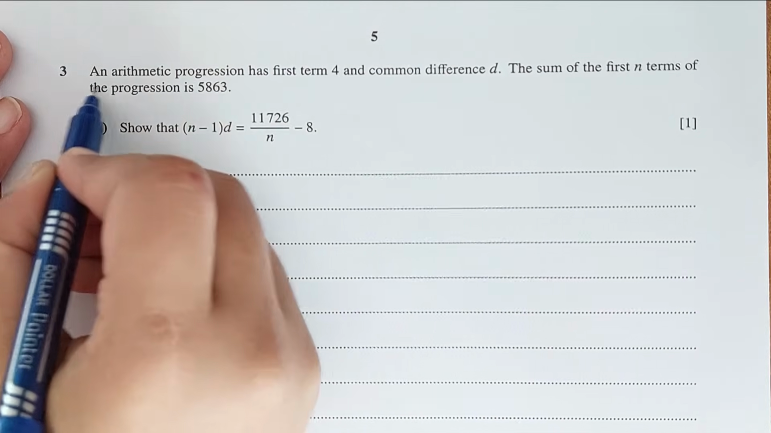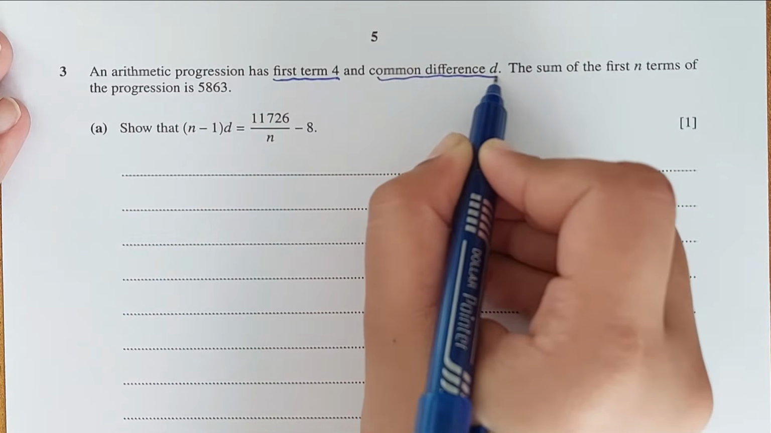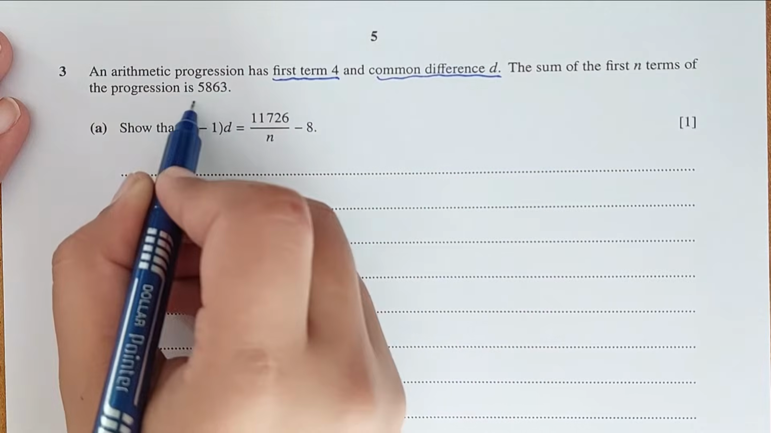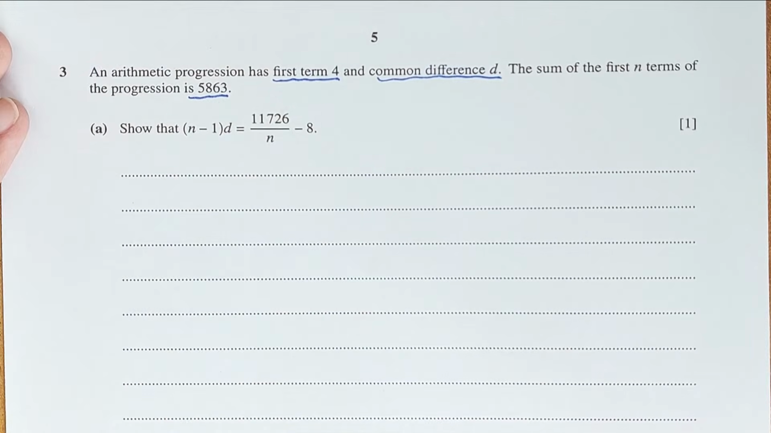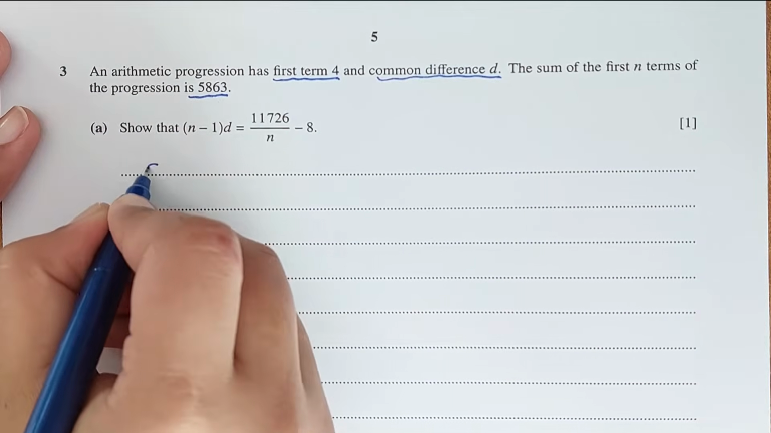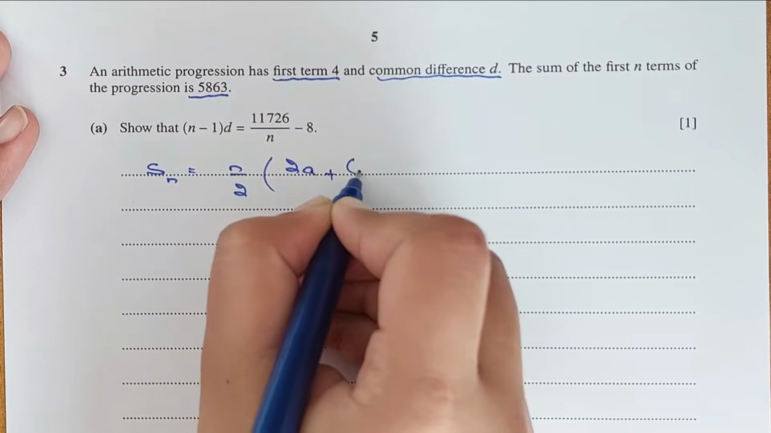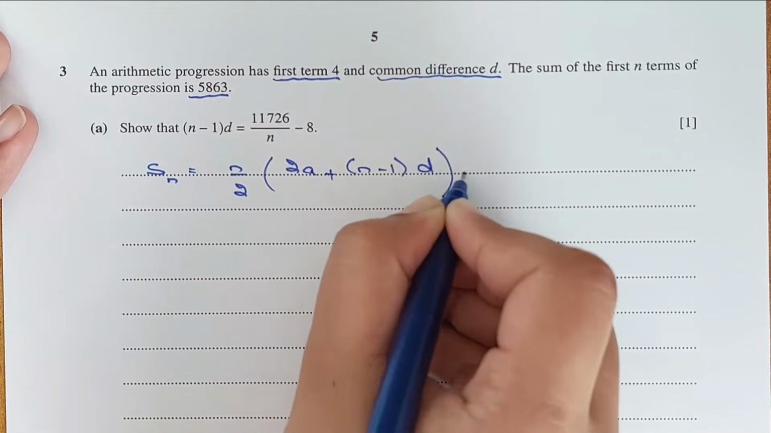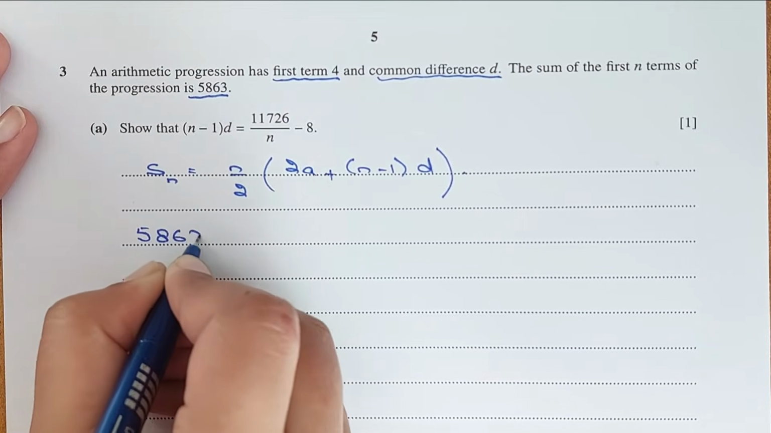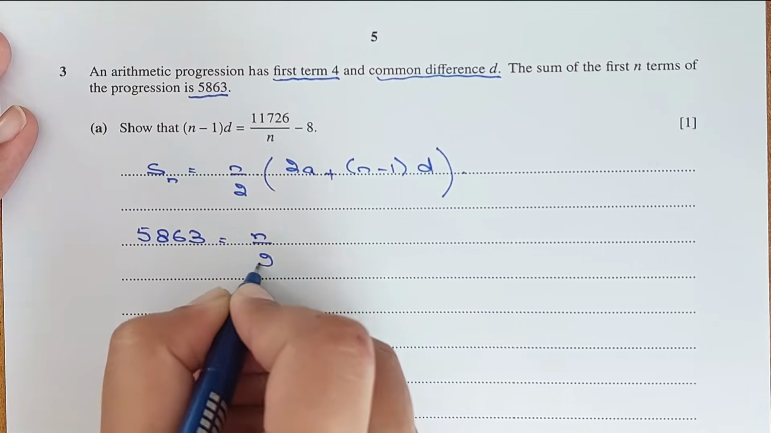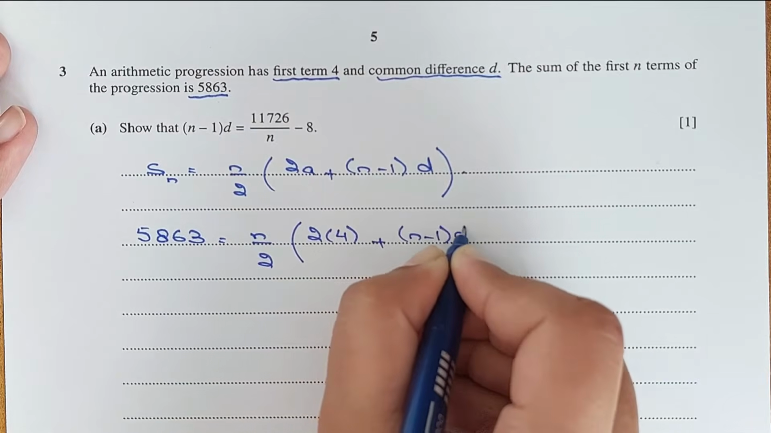Question number 3. An arithmetic progression has first term 4 and common difference d. The sum of the first n terms of the progression is 5863. Part A, show that this term equals this. We have been given Sn. So Sn has the formula n over 2 times (2a plus (n minus 1) times d). The sum of the first n terms is given as 5863. This equals n divided by 2 times (2 times 4 plus (n minus 1) times d).